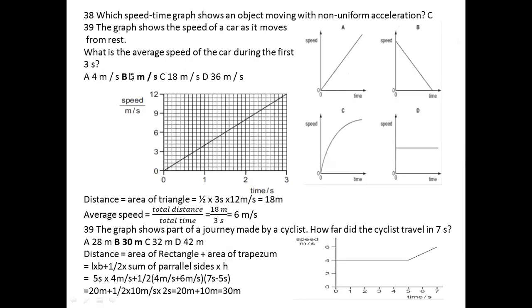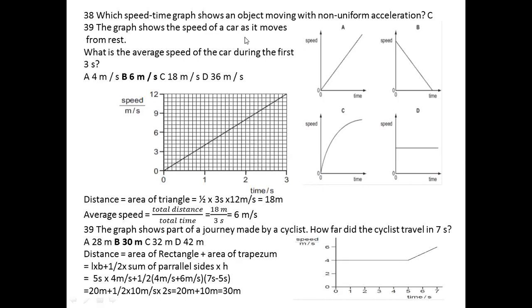Next is, which speed diagram shows an object moving with non-uniform acceleration? And it is C. The curve shows non-uniform acceleration. This straight line shows constant positive acceleration. Graph B shows constant deceleration. Graph D shows zero acceleration. So we have to identify non-uniform acceleration, and it is the curve C.